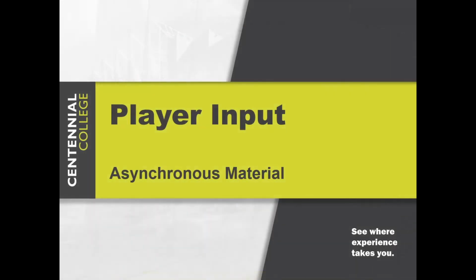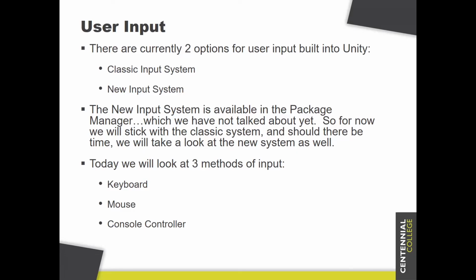So today is all about player input. There are a number of different things we're going to have to look at before we can really understand input. When I say input, I'm talking about the methods in which the player is able to interact with the system that we're creating here. We're going to take a look at three different methods: the keyboard, the mouse, and the console controller. They're all very similar in nature, and depending on which system we're using, they all utilize something called axes. That's what we're going to study today, axes.